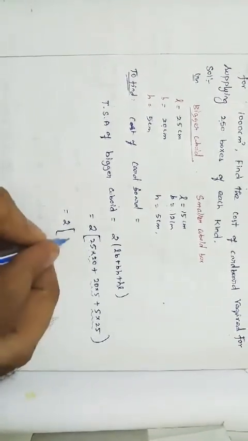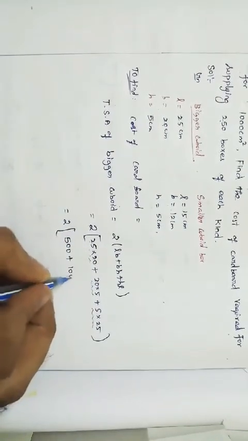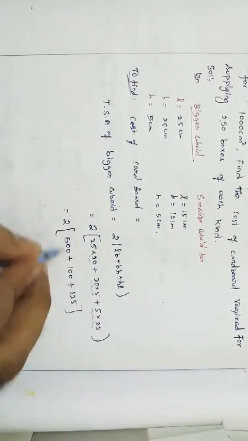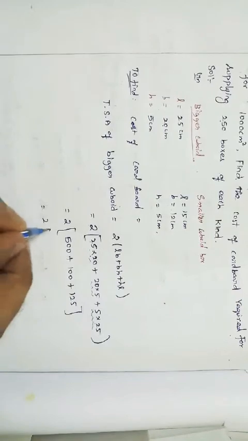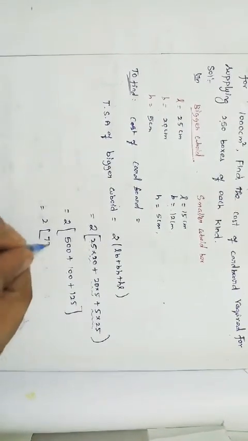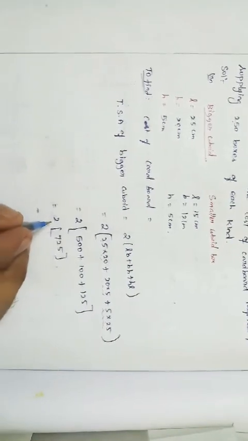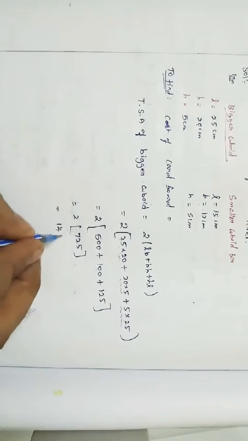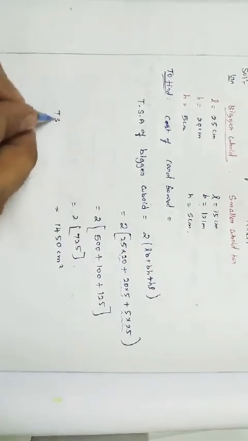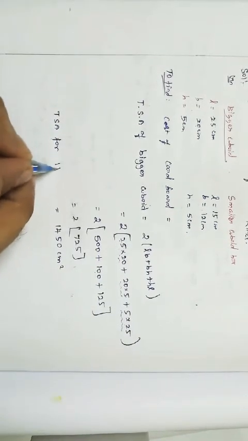25 into 20 is equal to 500, plus 20 into 5 is 100, plus 5 into 25 is 125. Now we add all three: 500 plus 100 is 600, 600 plus 125 is 725. Then 725 into 2 is equal to 1450 centimeters square. Now we got the TSA, total surface area, for 1 box.